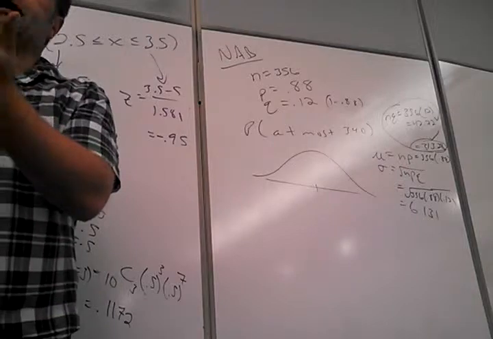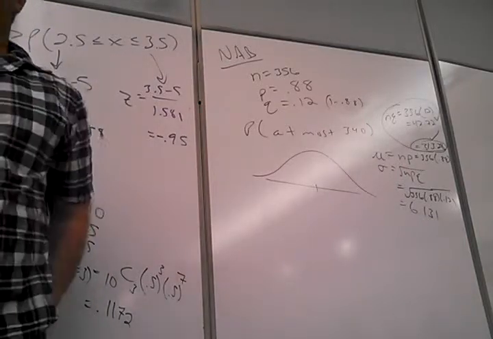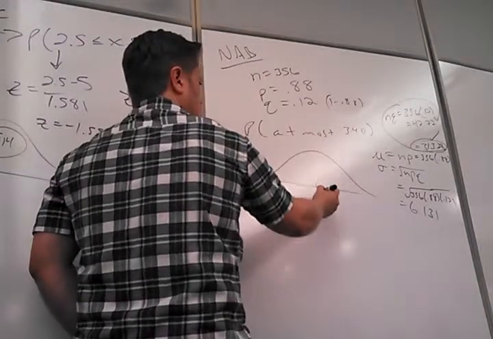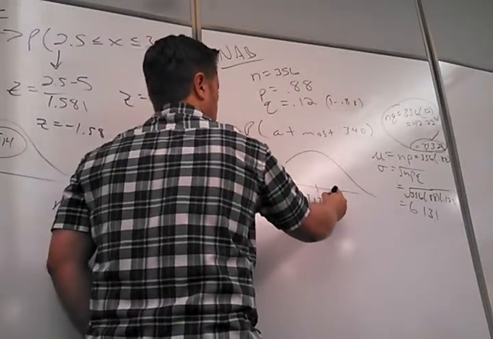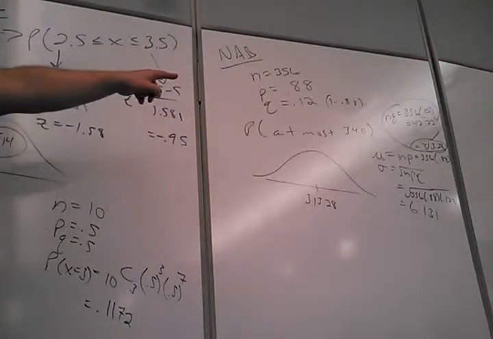So what goes right in the middle? 313.28. I like it. And I'm interested in the number 340, and I want it to be at most 340. Less than 340. Good.